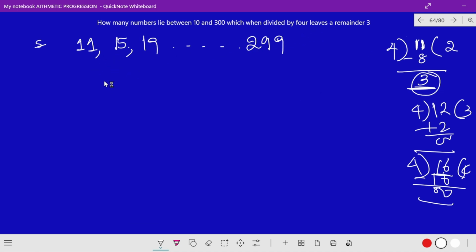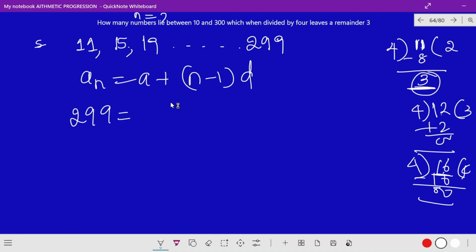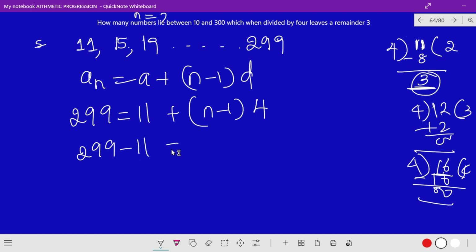Now you got an AP here. Now to find how many numbers lie, what you have to find is n. So an is equal to a plus n minus 1 into d. So an is 299, equal to 11 plus n minus 1 into d. Difference is how much? 4. 15 minus 11, the answer is 4. 19 minus 15, the answer is 4. Difference is 4. 299 minus 11 is equal to n minus 1 into 4.